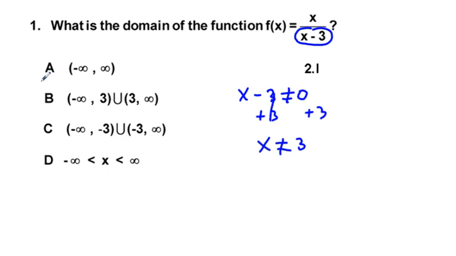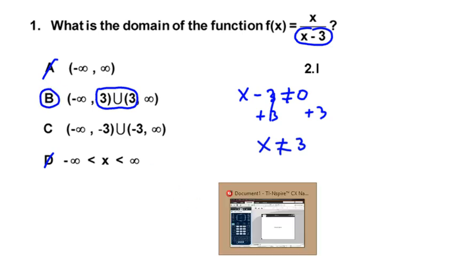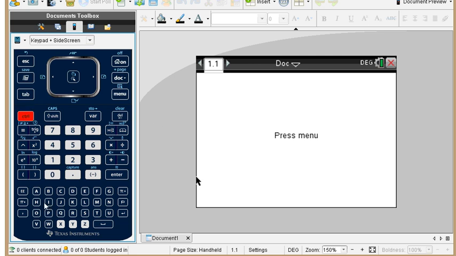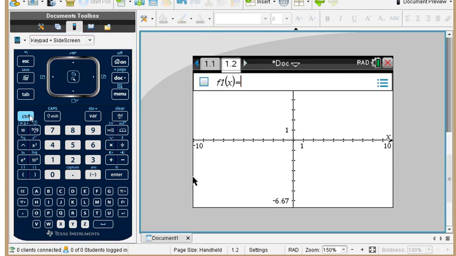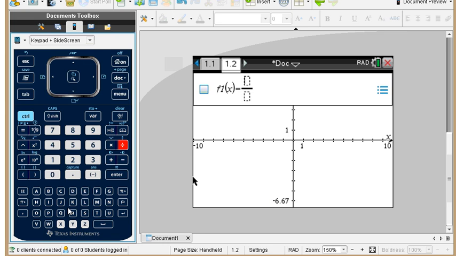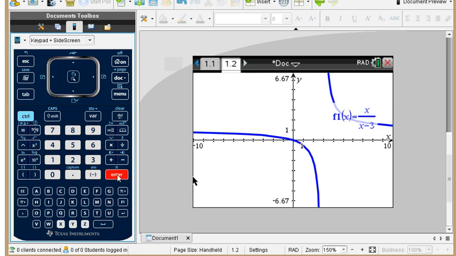And so definitely not A, definitely not D. A and D are both the same, all real numbers, effectively. So our discontinuity is where x equals 3, and that's described in this interval notation here, answer choice B. And as far as a calculator, there's calculator confirmation here. If you go to your TI-Nspire CX calculator, which our students had available to them on this test, you have x over x minus 3, and you should see a vertical asymptote at x equals 3, confirming B as the correct answer.